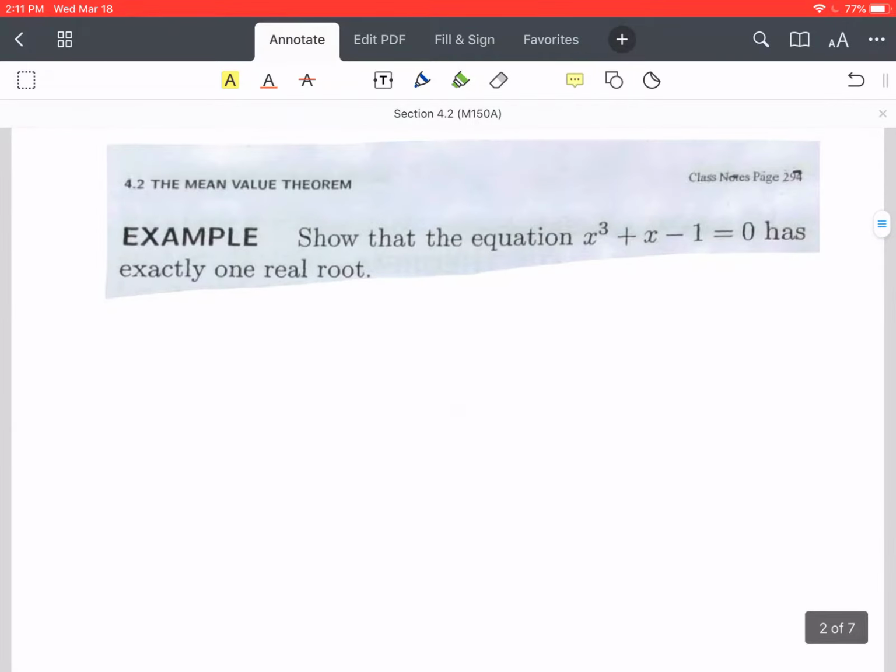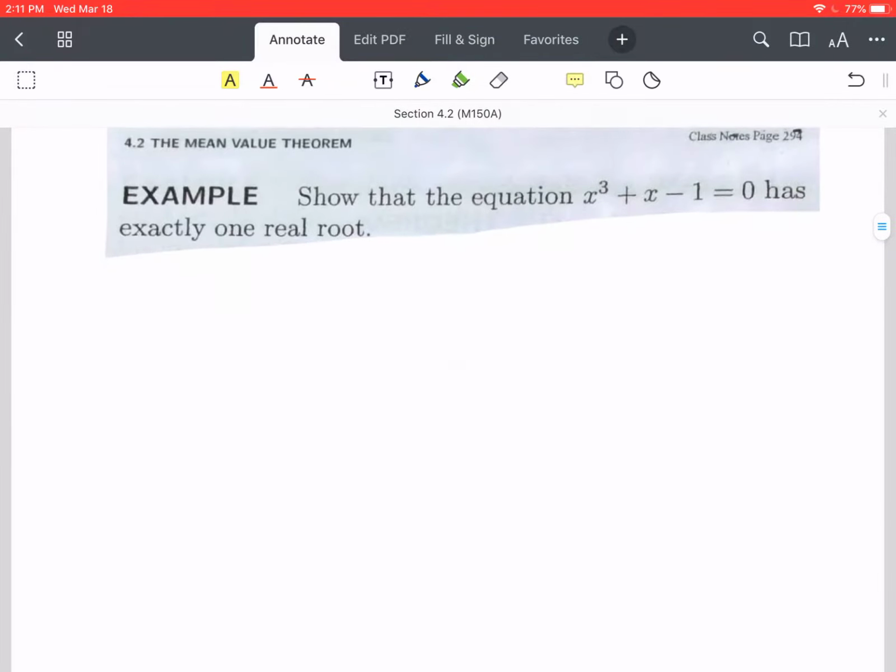So for this first example here, we have a little bit of a proof here. Show that the equation x cubed plus x minus 1 has exactly one real root. Now, we've done questions like this before where we showed that an equation had at least one real root on an interval, and that was by using the intermediate value theorem, right, the IVT.